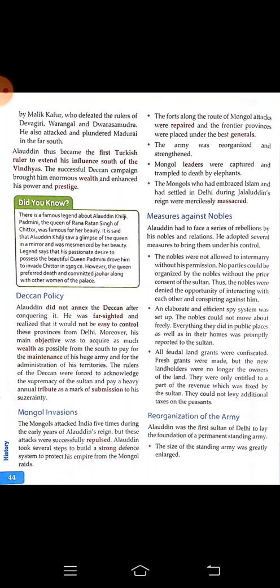No parties could be organized by the nobles without the prior consent of the Sultan. An elaborate and efficient spy system was set up. The nobles could not move about freely. Feudal land grants were confiscated. That means the old land grants were all rejected by Alauddin Khilji, and fresh new grants were made, and landholders were no longer the owners of the land.